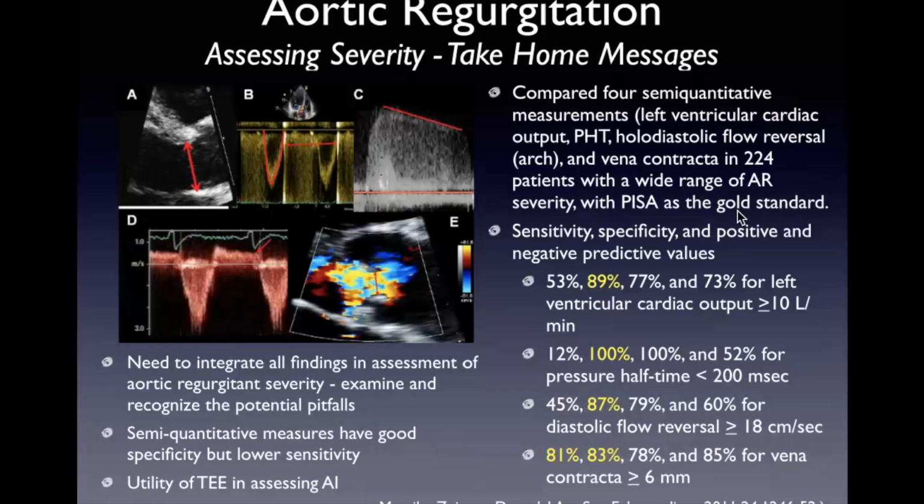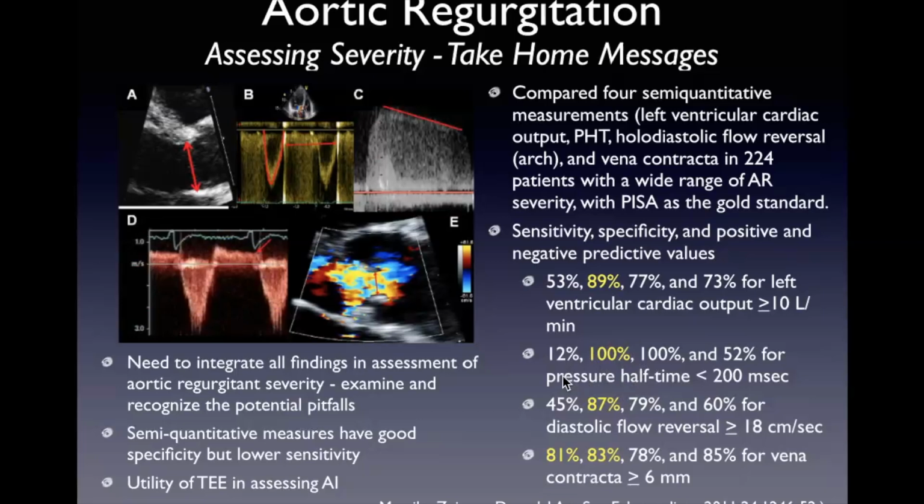This study used the usual caveats, using PISA calculation as the gold standard for what we call severe. Here is listed the sensitivity, specificity, and the positive and negative predictive values of some of these measurements. If the stroke volume or cardiac output is very elevated, then it's up to 89% specific for it. A short pressure half time of less than 200 milliseconds, if it's a good tracing, is almost 100% specific for severe AI. It's not very sensitive, meaning you could have severe AI even if it's greater than 200.